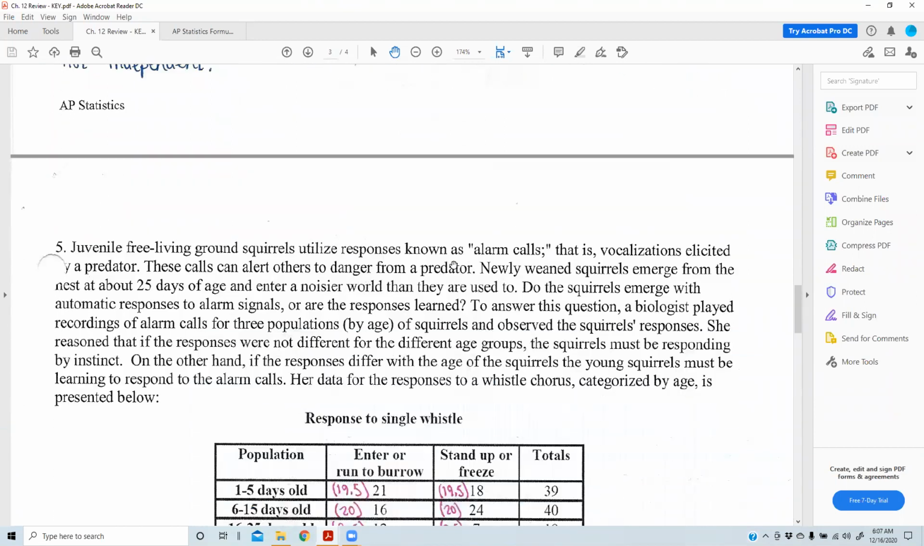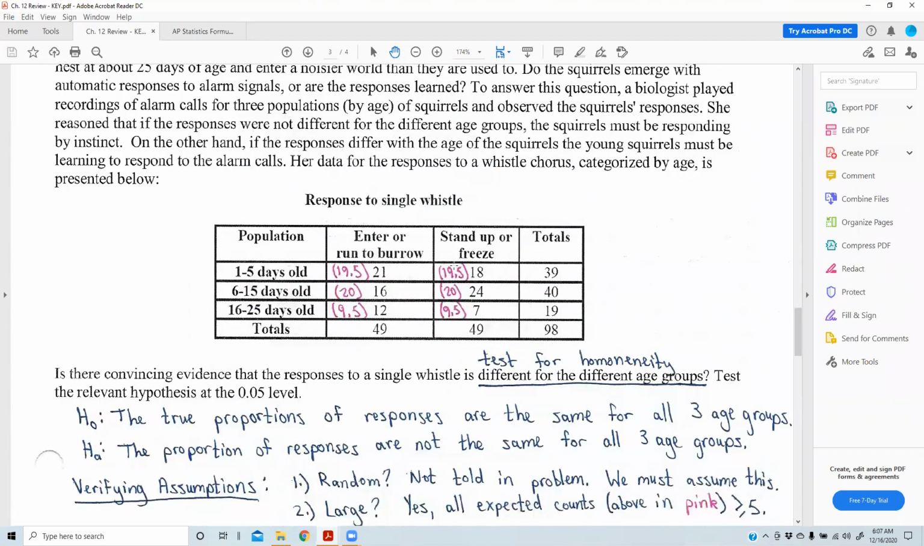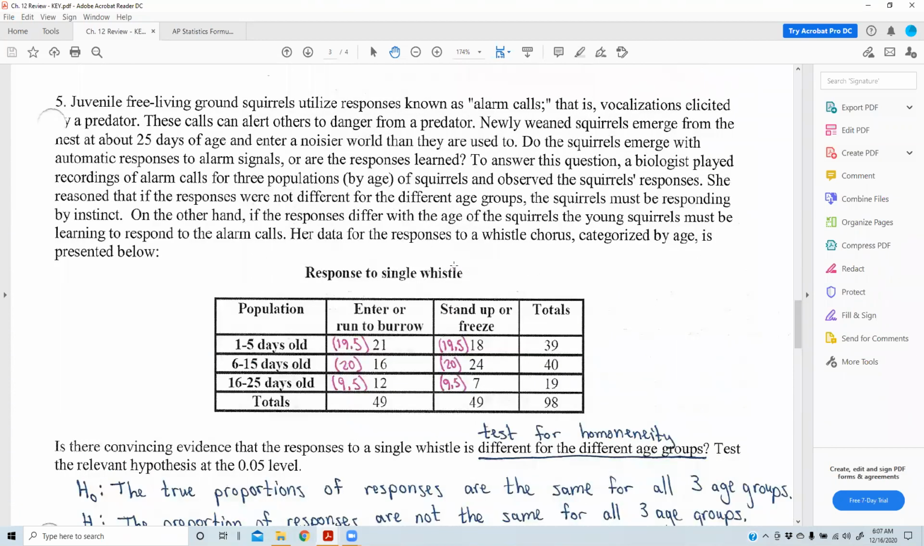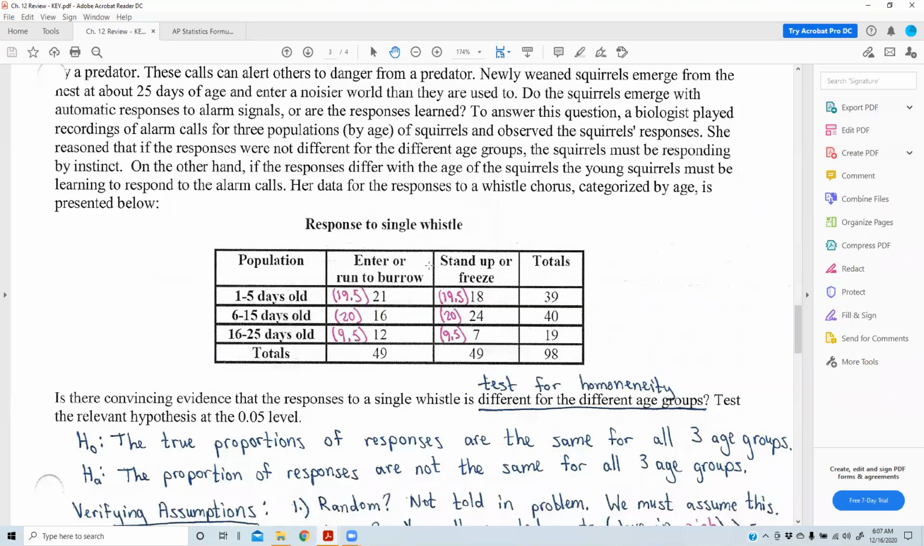Okay, there's that one. Then we have this next one about squirrels and alarm calls and all that good stuff. And they ask us to test, is there convincing evidence that the responses to a single whistle is different for the different age groups? This is a test for homogeneity.